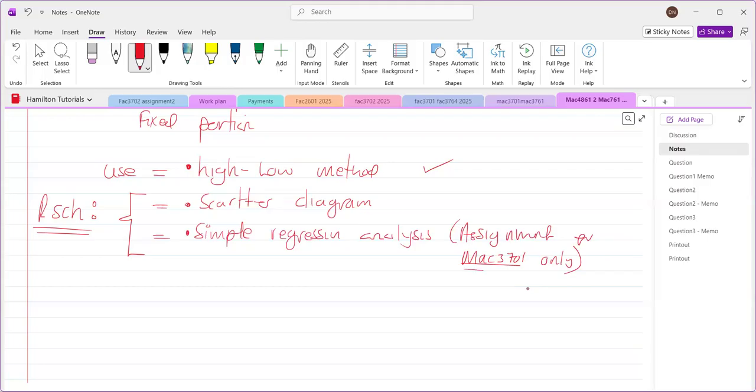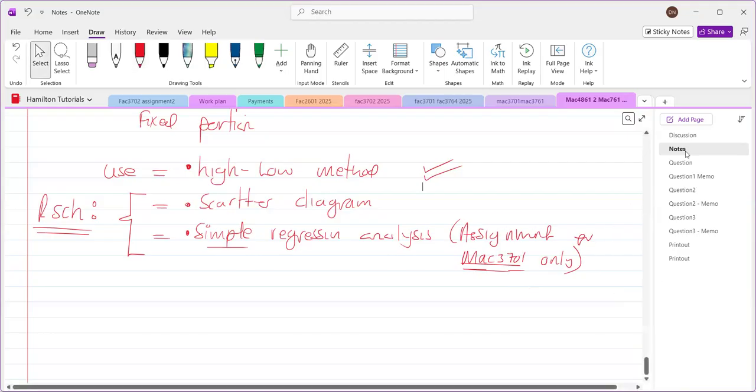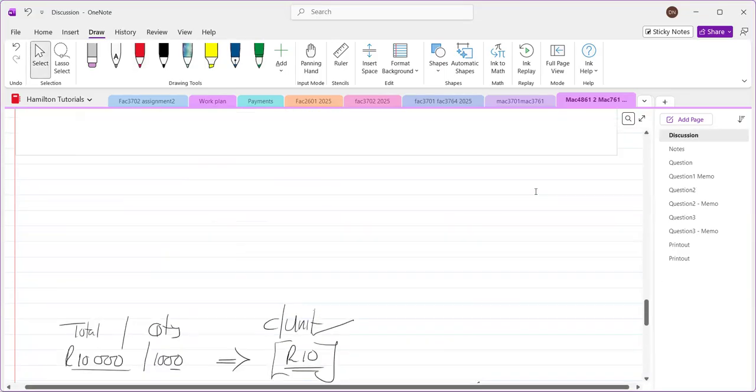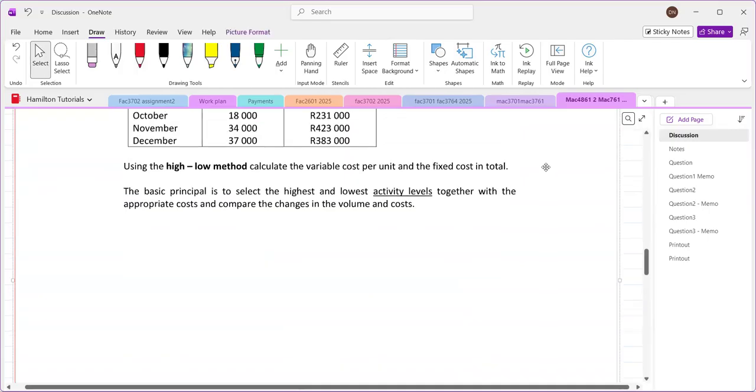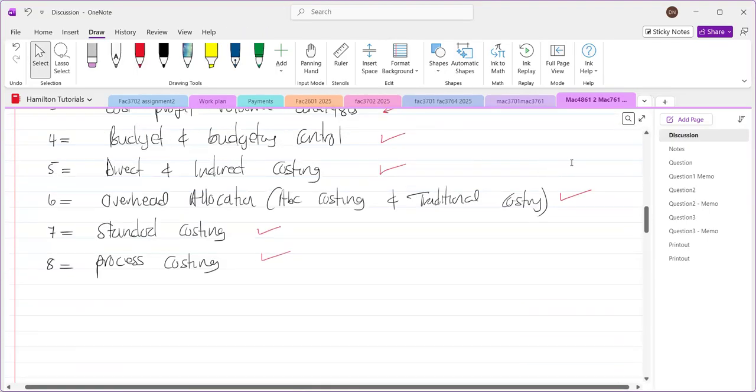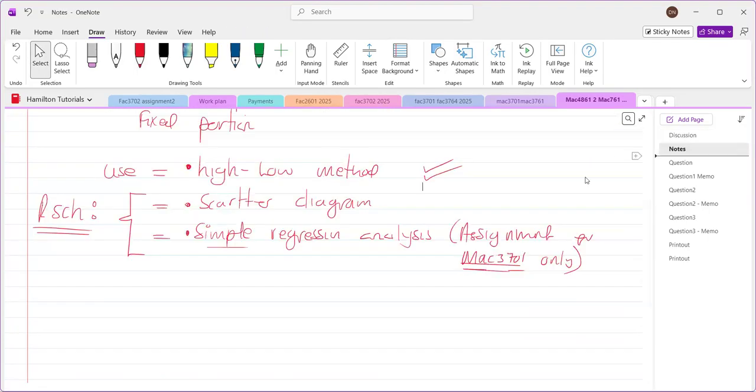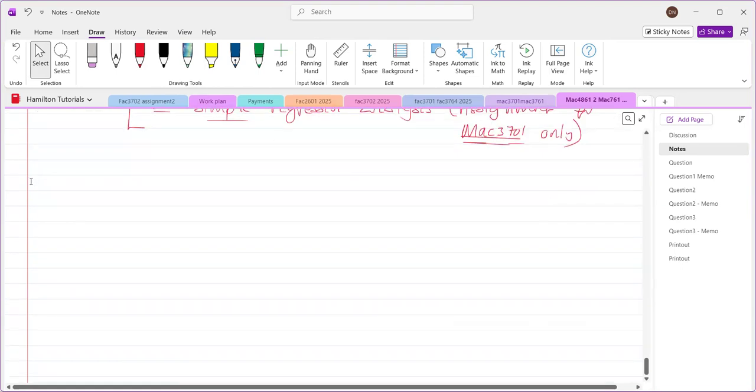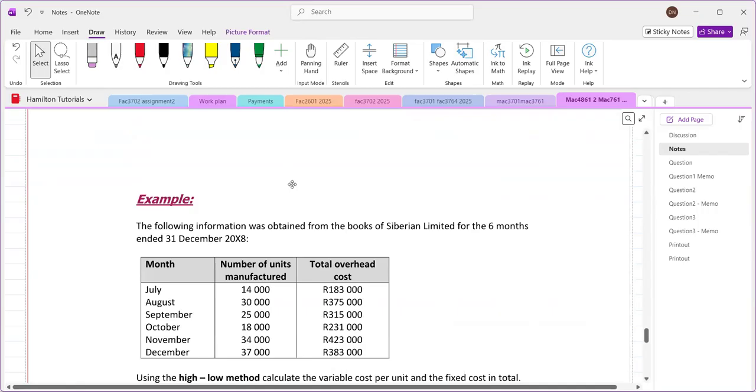But remember, MAC 3701, I'm going to call you very soon for a class with MAC 2601, where we are going to do an example. So I want to do the one that we normally cover in this module, which is the high-low method. Everyone covers the high-low method, very popular. You can't go to the exam without understanding the high-low method. The good thing about it is that it's a very, very simple thing. You should be able to get by.